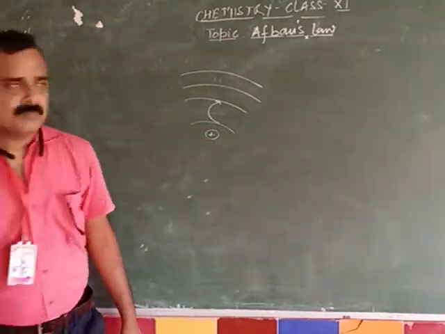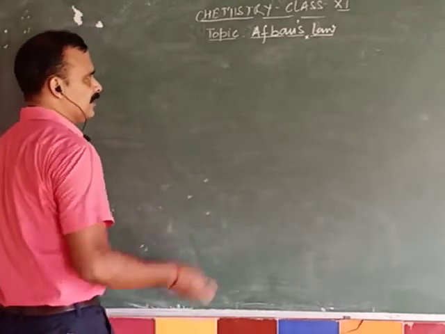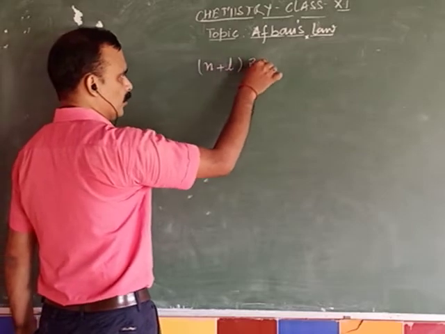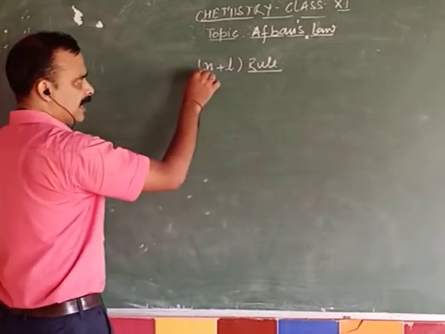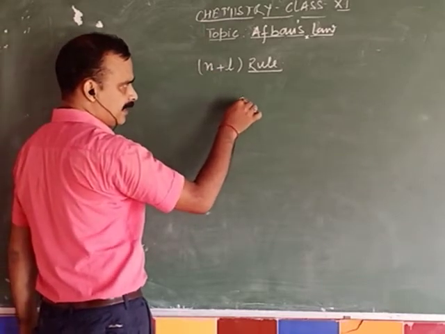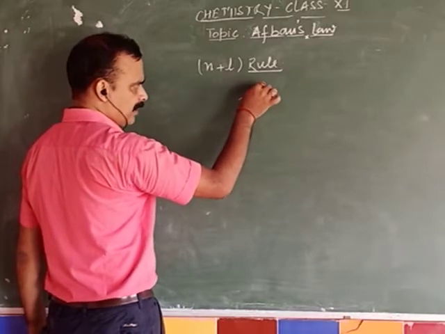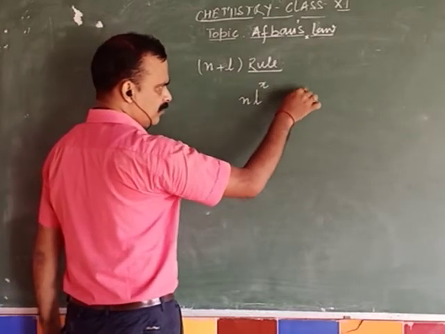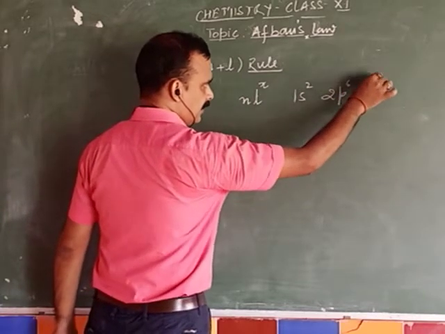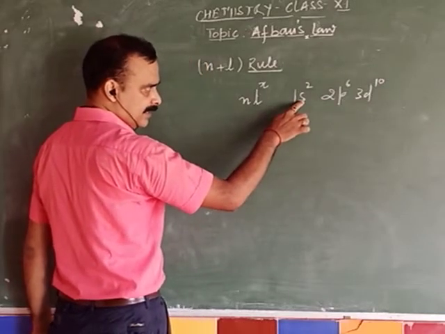Then how can we say which subshell is having less energy, which subshell is having more energy? This is decided by the n plus l rule. You can see the n plus l rule is there. Just like when I am writing n l to the power x, this is just like 1s2, 2p6, 3d10. It means this is indicating n and this is indicating l.